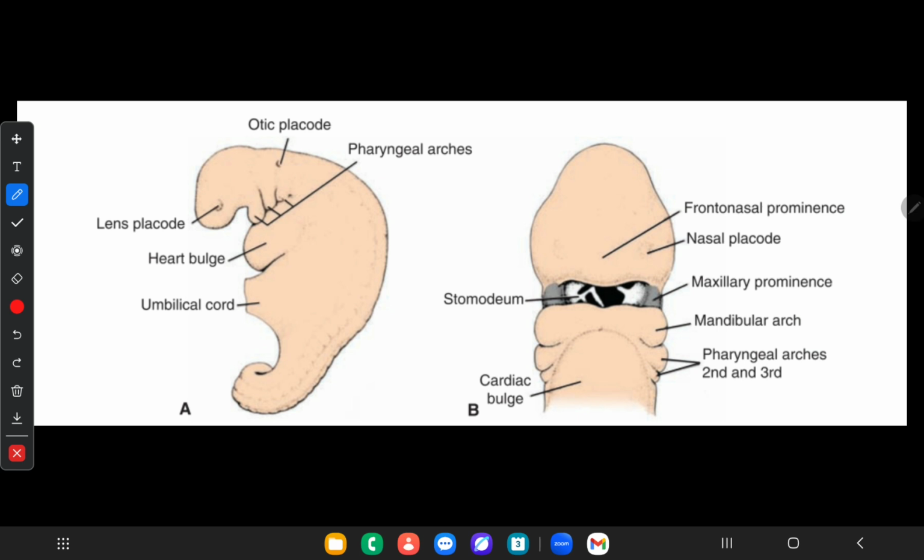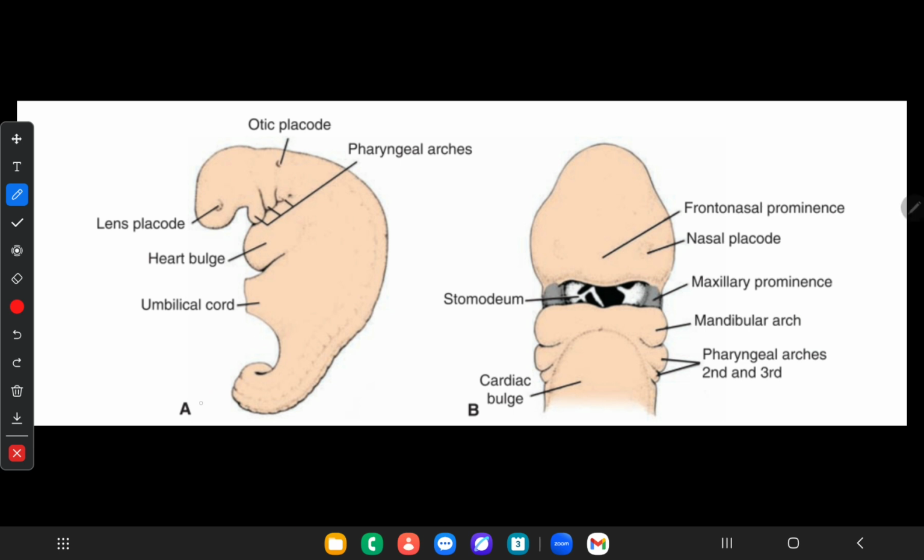From this video, I will discuss the development of the face. Development of the face starts at the end of the fourth week. First, I will use this diagram to explain the first phase of the development of the face. So, I will explain the parts of this diagram.